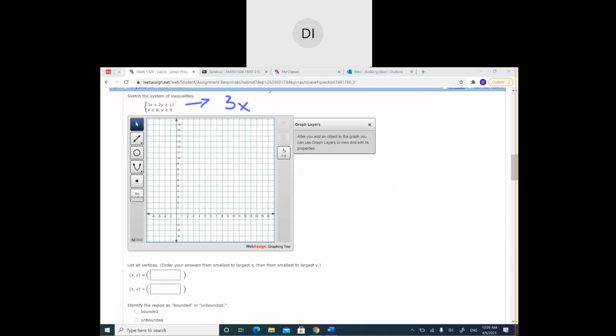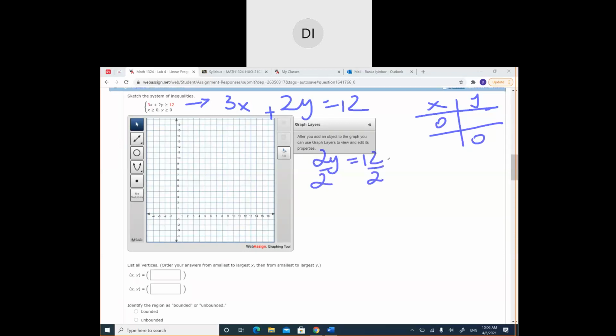Let me write it. I'm going to pick a number for x, a number for y. And again, the easiest one is 0 for x and then 0 for y. So when I replace x with 0, it's going to be 3 times 0, which is 0. So I have 2y equals 12. I'm going to divide both sides by 2. And y is going to be 6.